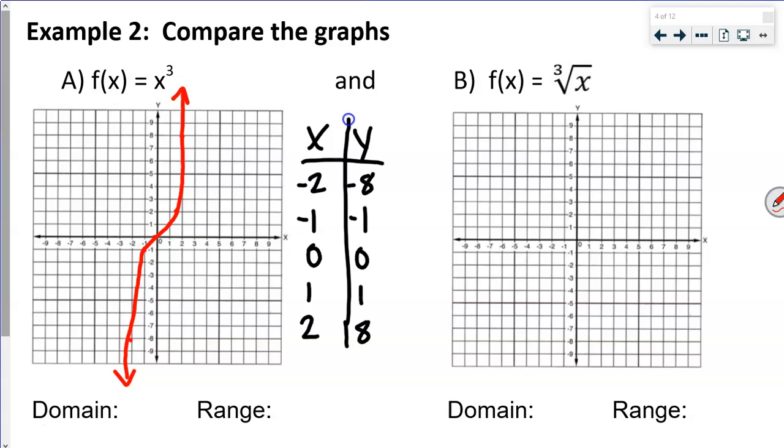So now when we talk about the domain and the range here, I don't see any restrictions on the domain and range. So we're going to say all real numbers for both our x values, which are left and right, and our y values, which are up and down.